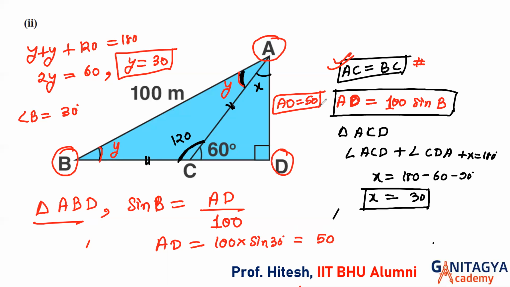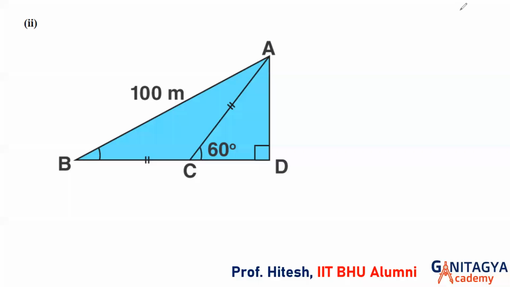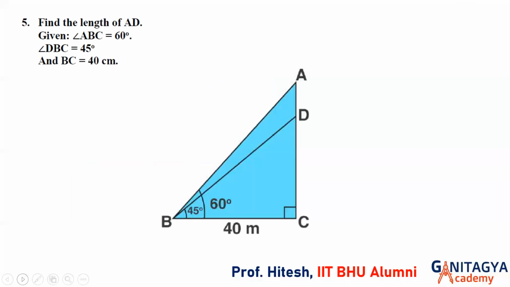Answer. Okay, AD is 50 meter. Let's write it down, tell me if it's done. Okay, so let me move ahead. Let's go to the next question. So the next is find the length of AD. This we have to find out.